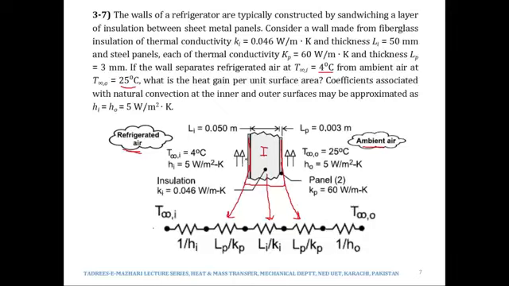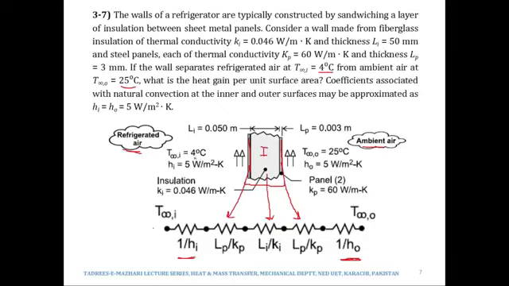and then on both sides of the sheet metal panel there would be convection taking place, because inside there would be the refrigerated air, outside it would be the hot air. So therefore wherever there is convection, there would be a convective resistance. So the convective resistance inside the refrigerator would be 1 over hiA, and the convective resistance outside the refrigerator would be 1 over h0A.